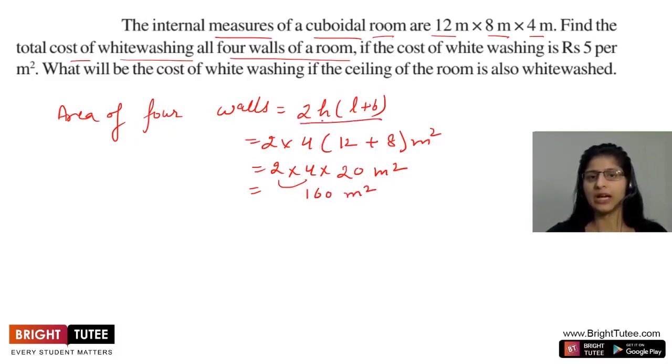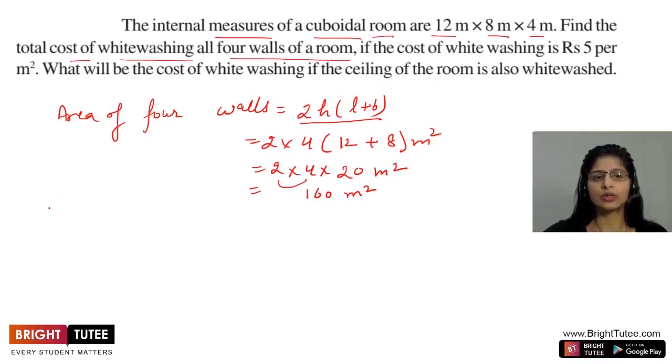Right? So what we have done, the area of 4 walls we have calculated. How? By applying the formula. h is 4, l is 12, b is 8. Adding them, 12 plus 8 is 20. So 20 into 2 is 40, 40 into 4 is 160 square meter.